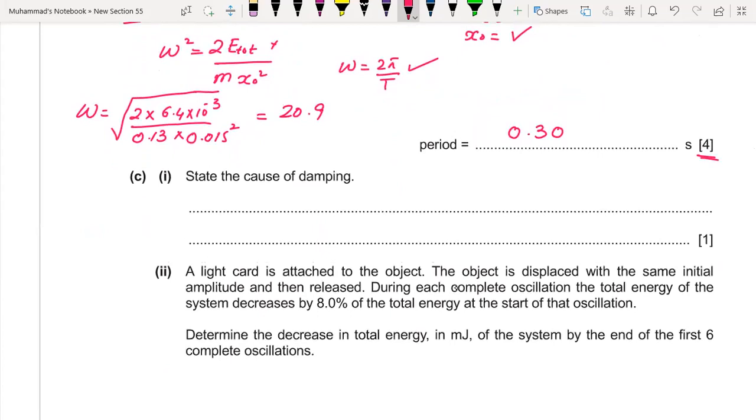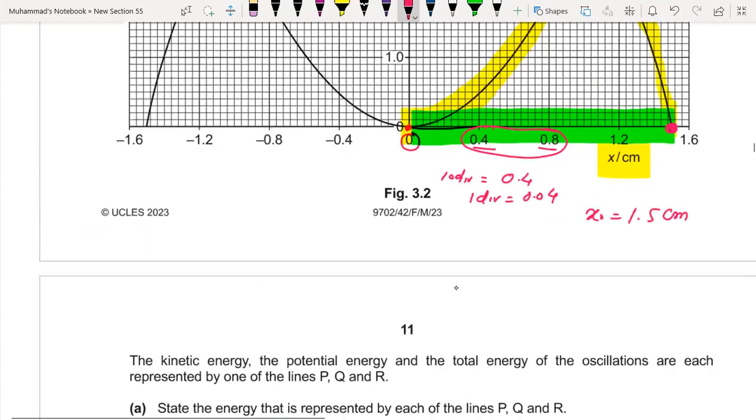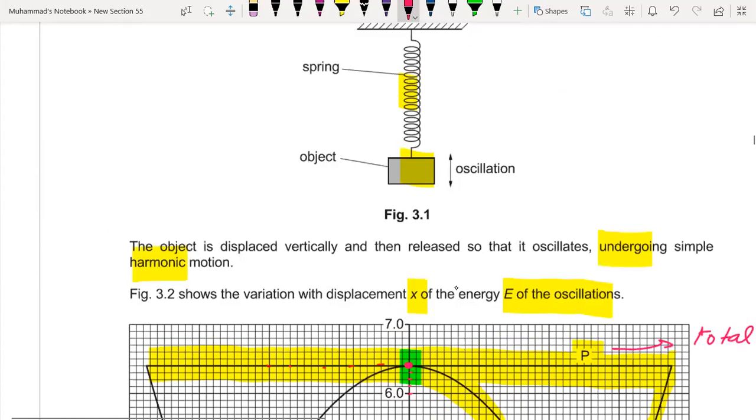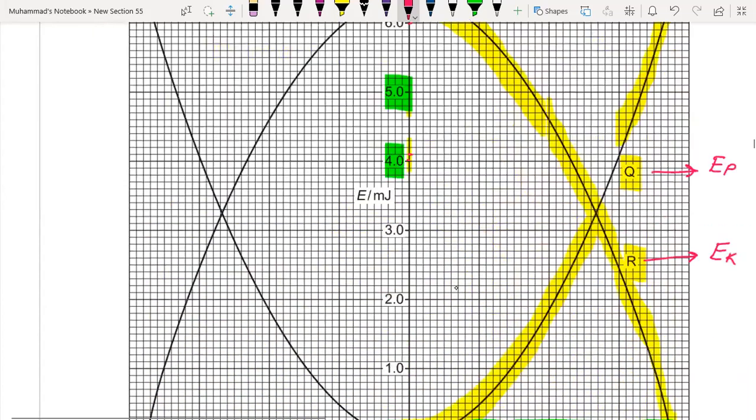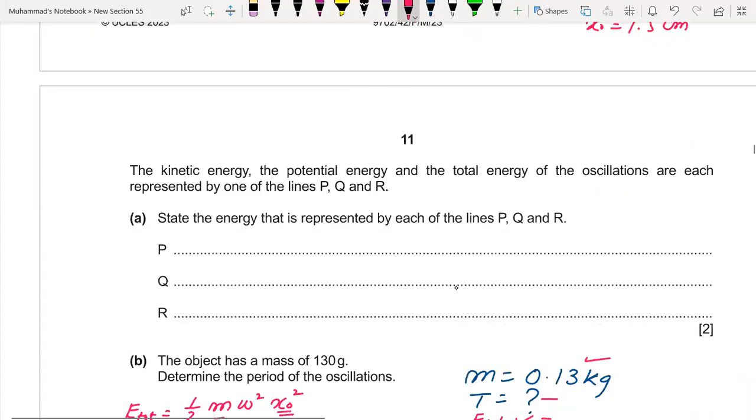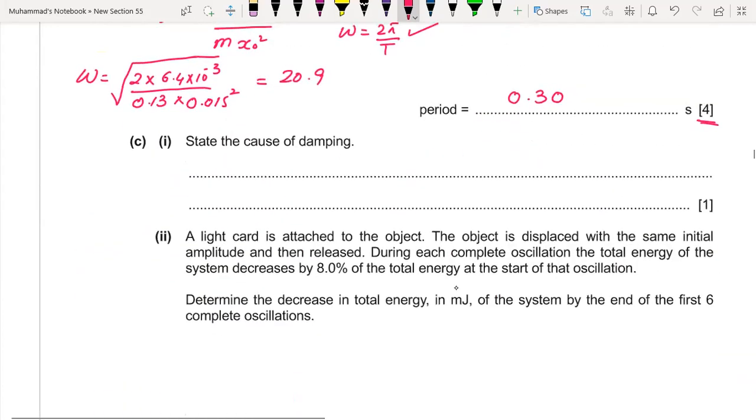State the cause of damping. So in this system, we have to find the cause of damping. You know that damping is due to external resistive forces. So if the force is opposite to the direction of motion, then there will be damping. Or you can write: due to external resistive forces.